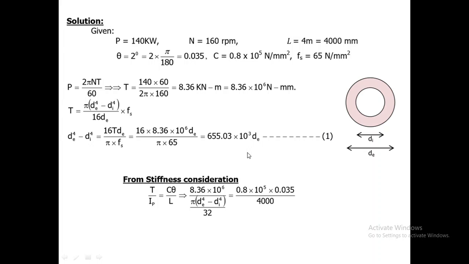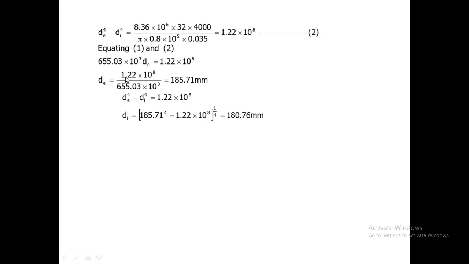Here we get two equations. Based on the strength part of the equation we get equation 1. Then we take the stiffness part of the equation, and again we get the value of d to the power 4 minus di to the power 4. So one equation is based on the strength part, and one more equation we get based on the stiffness consideration, which is equation number 2.